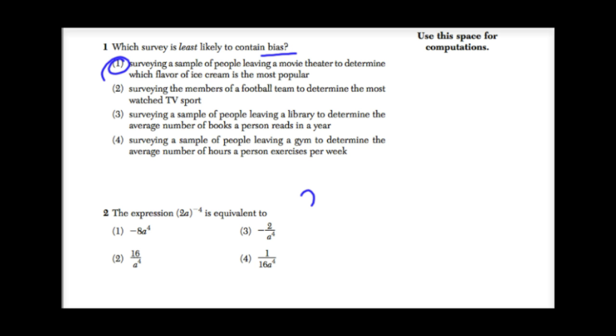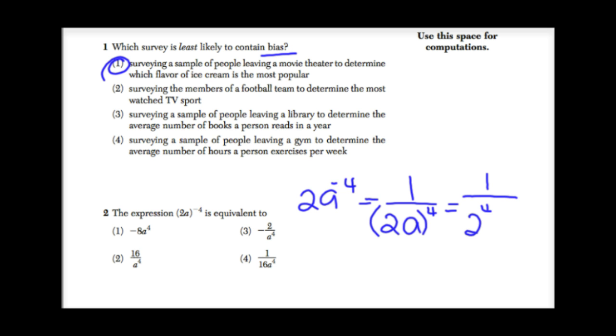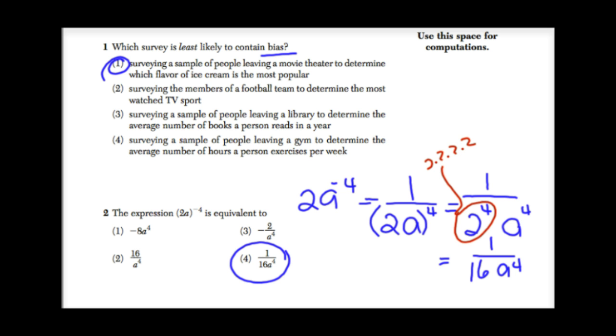Remember, 2a to the negative 4 is the same thing as writing 1 over (2a) to the 4th power. This is actually in parentheses, so it's the same thing as 1 over 2 to the 4th power times a to the 4th power, which gives us 1 over 16a to the 4th. Remember, 2 to the 4th is 2 times 2 times 2 times 2, which is 16. So a to the 4th, choice 4.